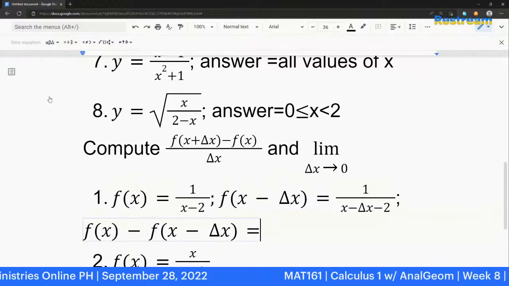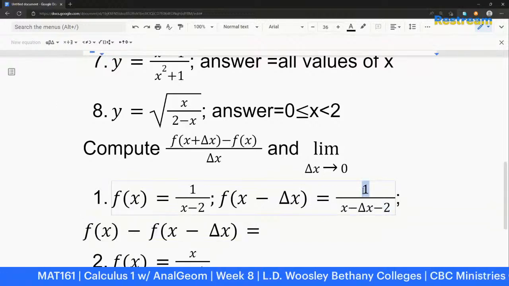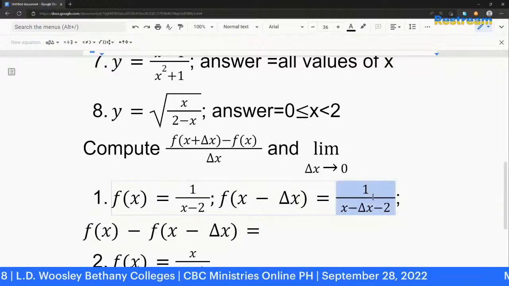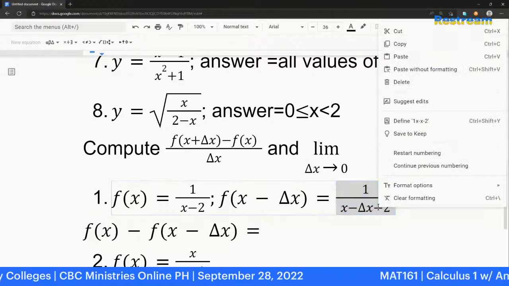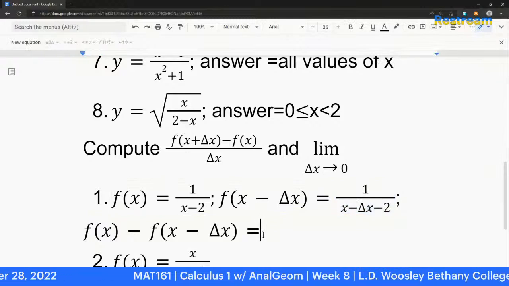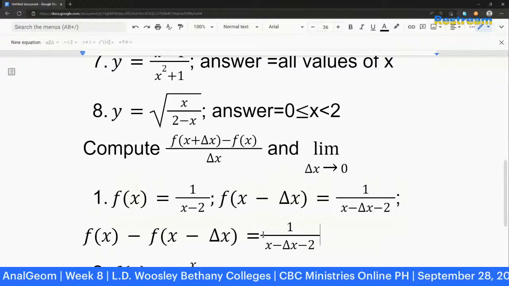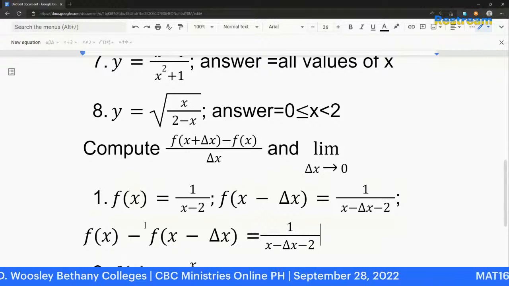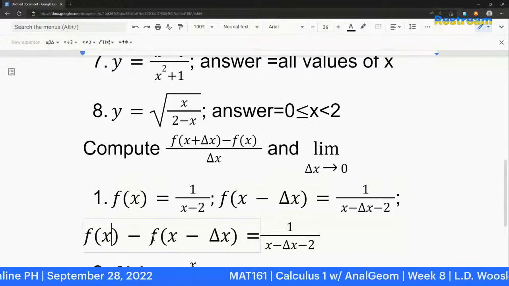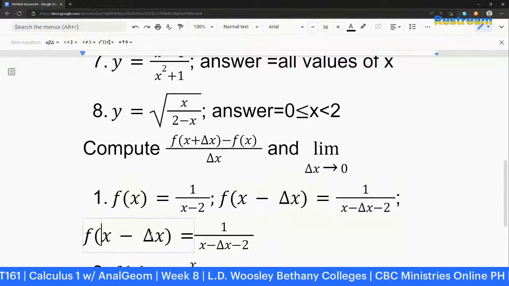anong mangyayari? So, copy-paste ko na lang to. Sana makopy-paste. Kaya makopy-paste. Ay, sir, una po yung f of x bago po siya minus ng f of x minus delta x po. Actually, baliktad ako.